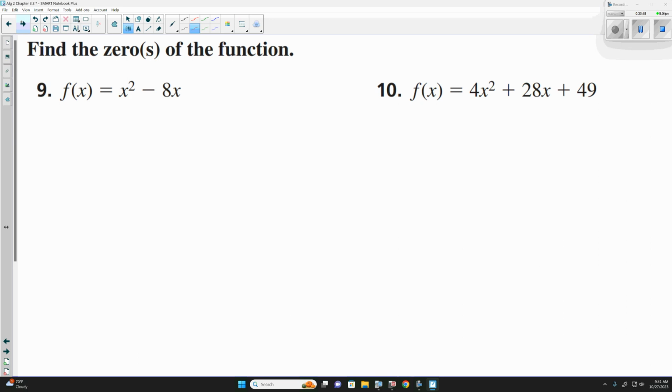I want to do one more and then give you all a little bit of time to start on the assignment or ask questions if needed. But this one here, number 9, is the last one we're going to look at.